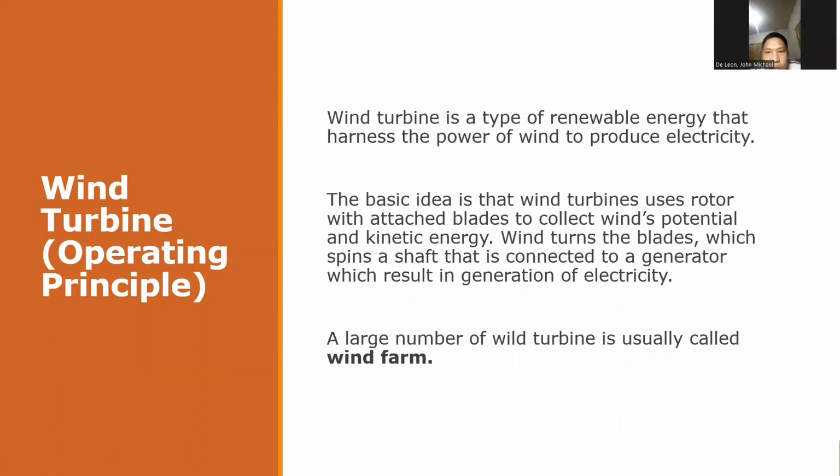The basic idea is that wind turbines use a rotor with attached blades to collect the wind's potential and kinetic energy. Wind turns the blades, which spins a shaft that is connected to a generator, which results in generation of electricity. A large number of wind turbines is also called a wind farm.